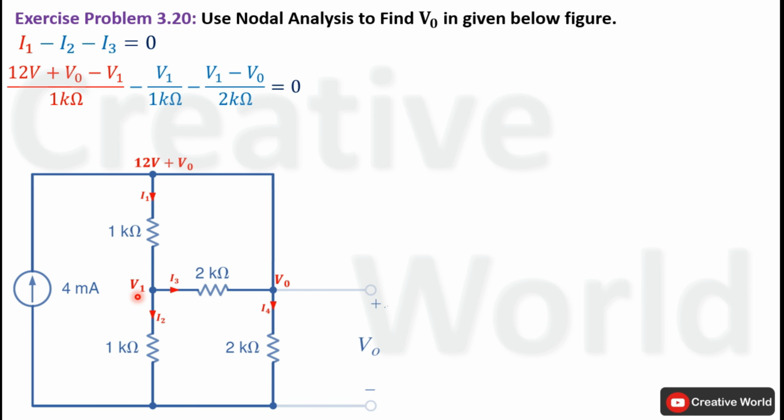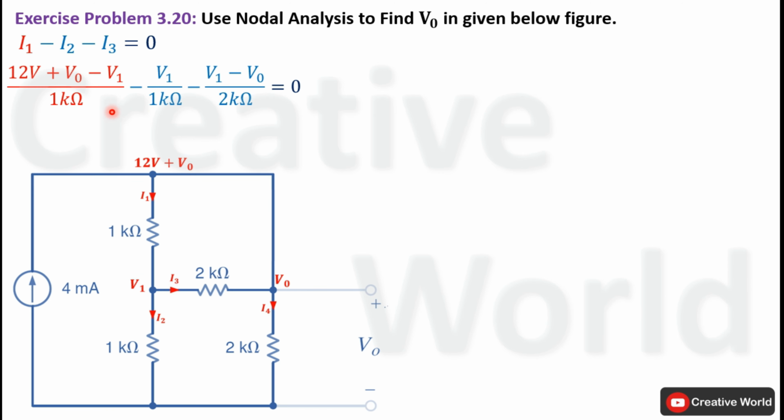That's why we have subtracted V1 from this value. So current I1 will be equal to 12 volt plus V0 minus V1 divided by 1 kilo ohm. Similarly, current I2 will be equal to V1 divided by 1 kilo ohm because only V1 is appearing across this 1 kilo ohm resistance with respect to this ground node. Current I3 will be equal to V1 minus V0 divided by 2 kilo ohm.